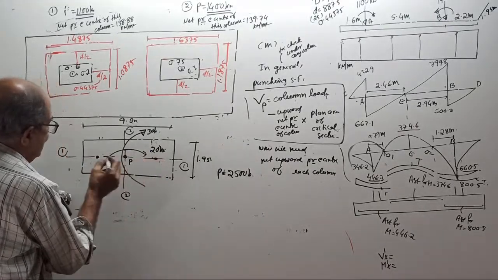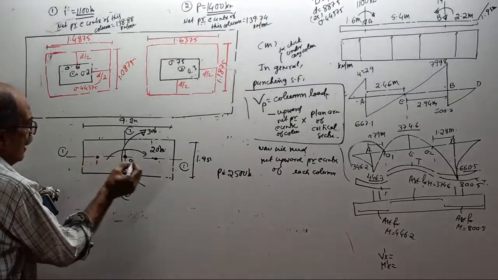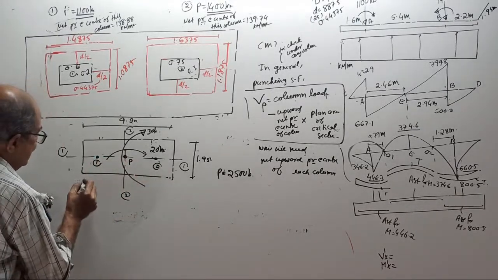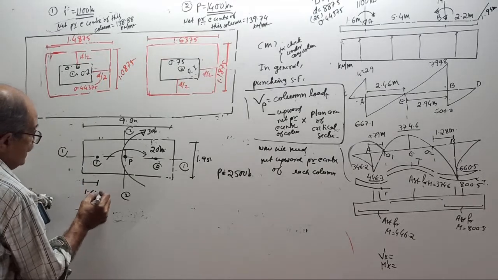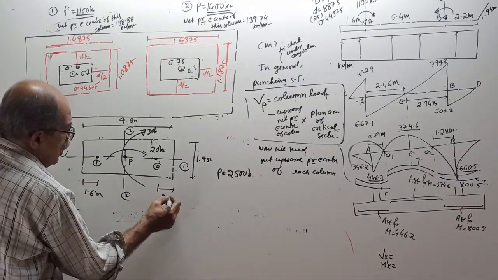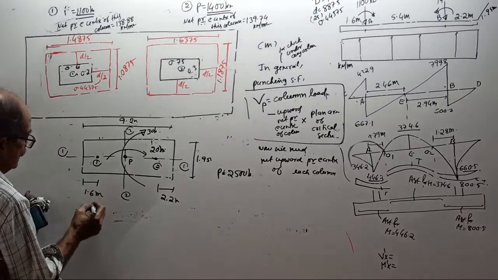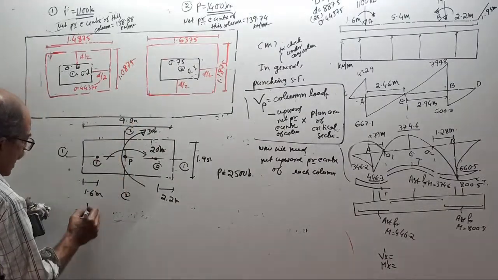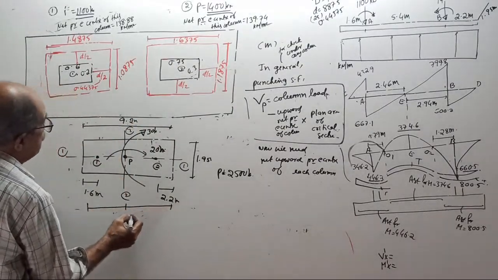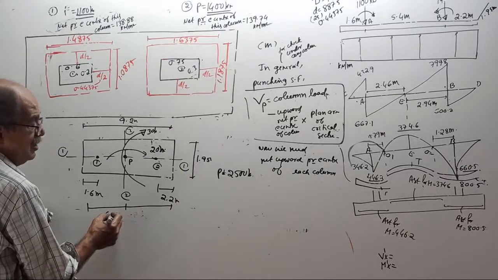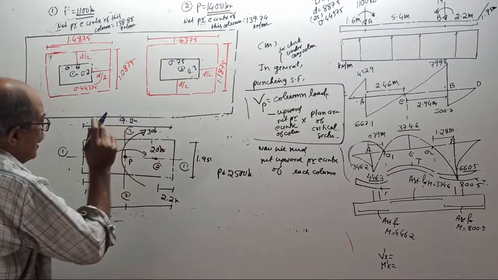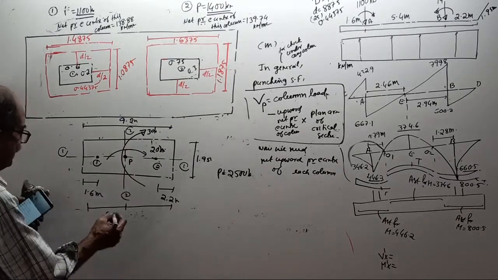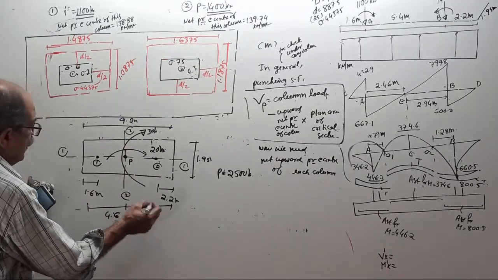This is column number 1. This is column number 2. This distance is how much? 1.6 meter. This distance is 2.2 meter. And this is 9.2. If it is 9.2, what is half of 9.2? First, 4.6 meter. This is also 4.6.